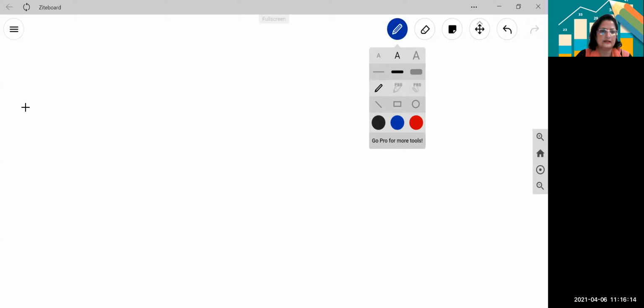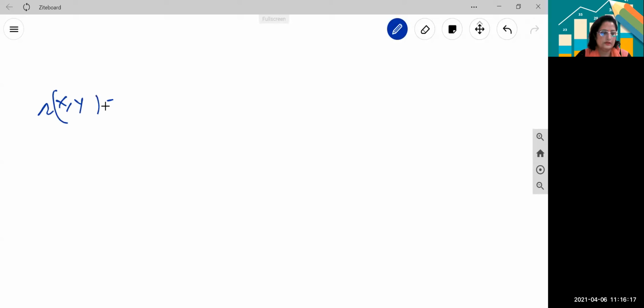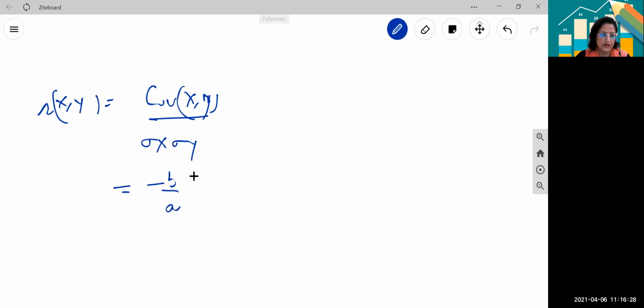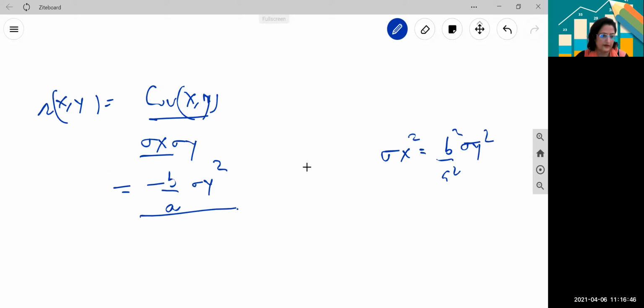So now Rxy is equal to the covariance between x and y upon sigma x into sigma y. So what is the value of covariance? This is minus b by a into sigma y square. So what is the value of sigma x? Beta, what is the value of sigma x square that you have? You have the value of sigma x square. This is equal to b square upon a square into sigma y square, right?